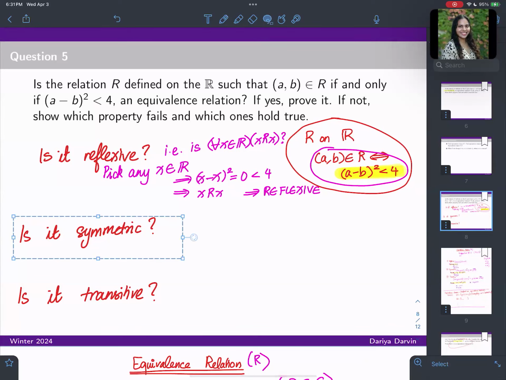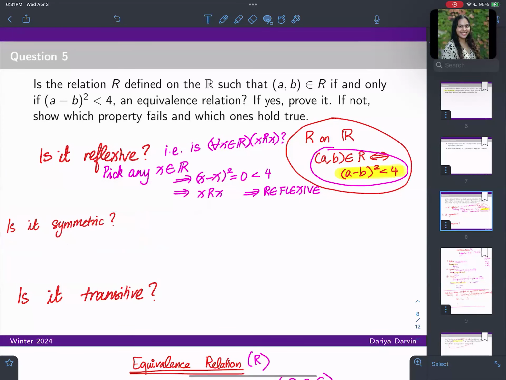Is it symmetric? What's my assumption in a symmetric proof? Assume x is related to y, where x and y are real numbers. So what does this tell you? If x is related to y, this tells me x minus y the whole square is less than 4. Now, where do I go from here?